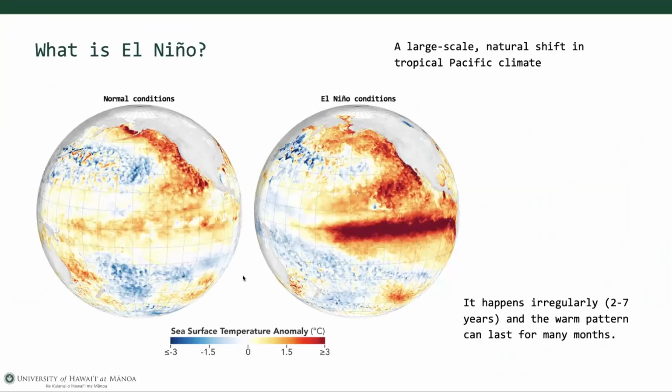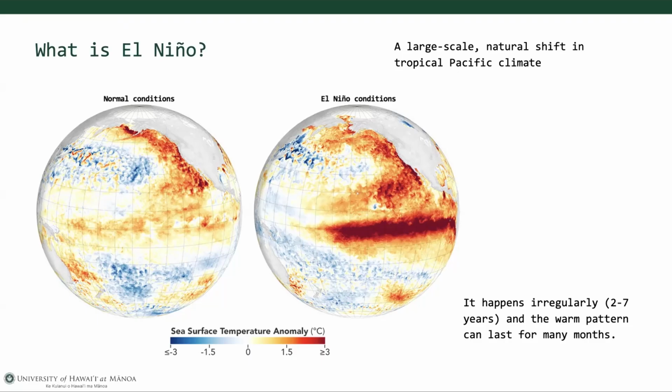First, I'm going to cover what is El Nino. So El Nino is this large-scale natural shift in the tropical Pacific climate. Why is it important? It's because, as you can probably see in the figure on the left and right, we have this big warm blob of water piling up over the central eastern Pacific. I can point here, yes. So over this region, and this creates a major shift in our climate pattern. So this also happens irregularly between 2 to 7 years, and this can last for many months.